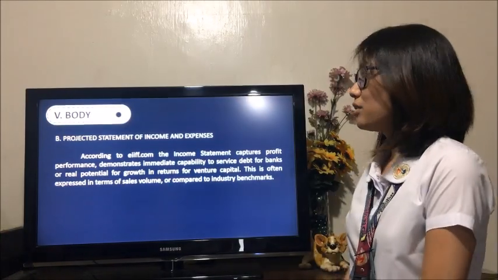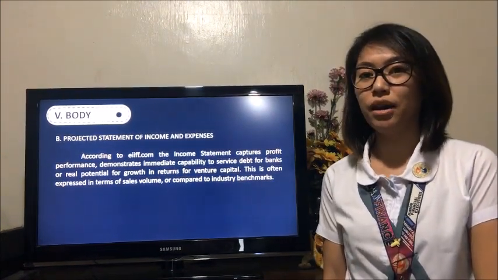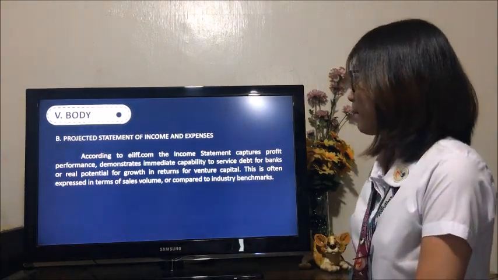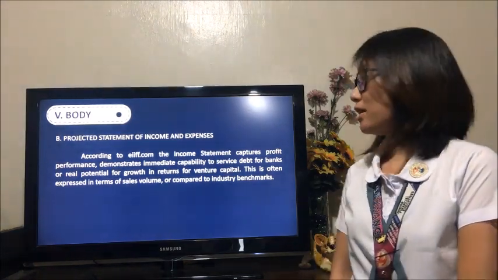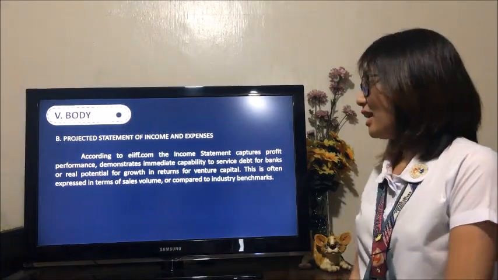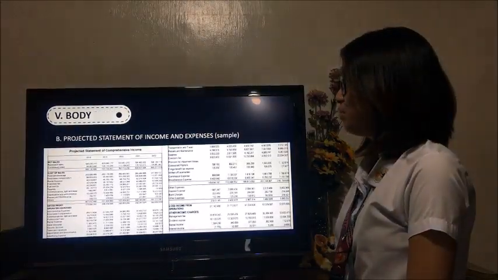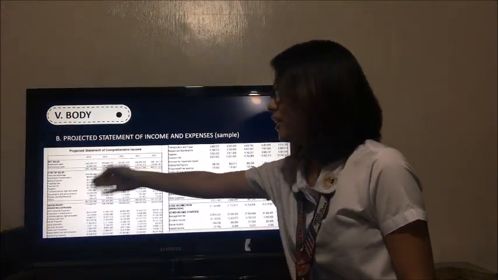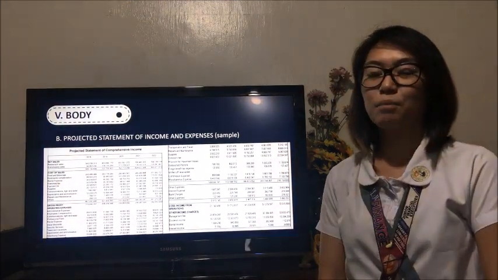Now, let's move on to the projected statement of income and expenses, which is a statement prepared to know the profit or loss of the entity. It also captures profit performance, demonstrates immediate capability to service debt for banks, or real potential for growth in returns for venture capital. Here is my sample of the projected statement of income and expenses. As you can see, this is their current year, and the 4 succeeding years are their projected statements.